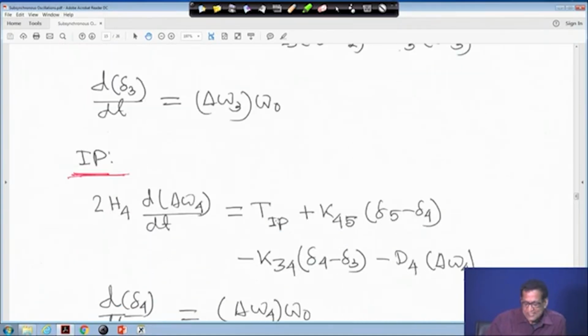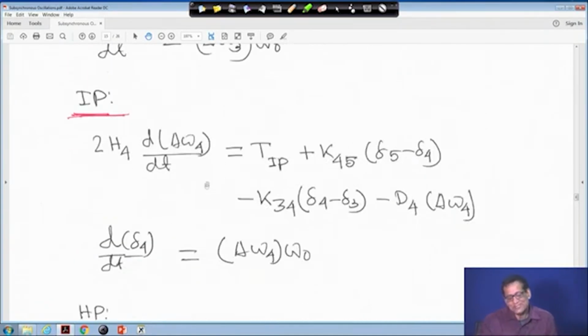Similarly, for intermediate pressure, just from inspection you can write 2H4 d/dt of delta omega 4, only their inertias are different because you are considering different sections, is equal to TIP plus K45 (delta 5 minus delta 4) minus K34 (delta 4 minus delta 3) minus D4 delta omega 4, and d/dt of delta 4 will be delta omega 4 times omega 0. So this is the intermediate section.